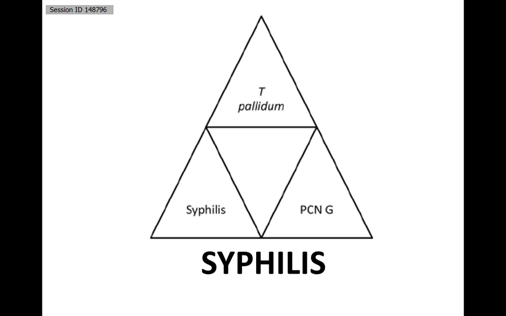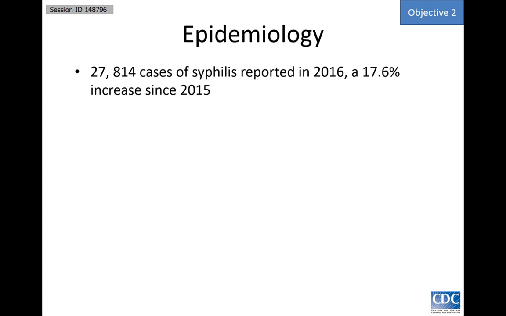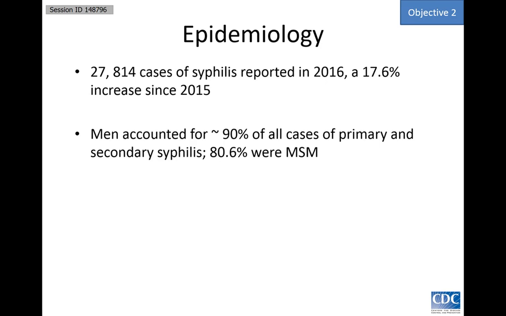About syphilis. There were 27,000 cases of syphilis reported in 2016, and this is a 17.6% increase from 2015.